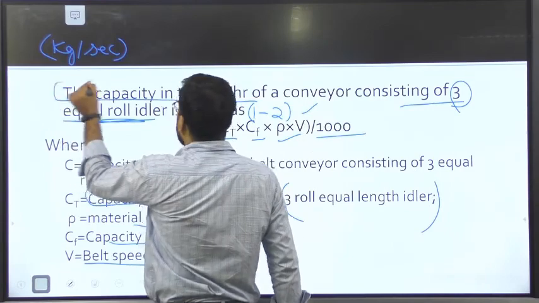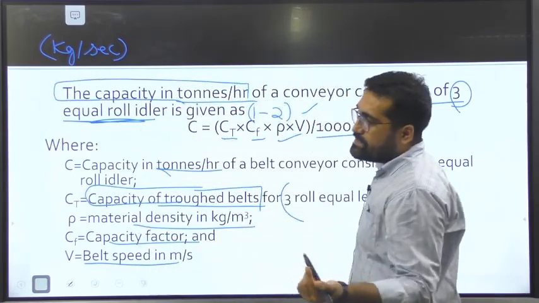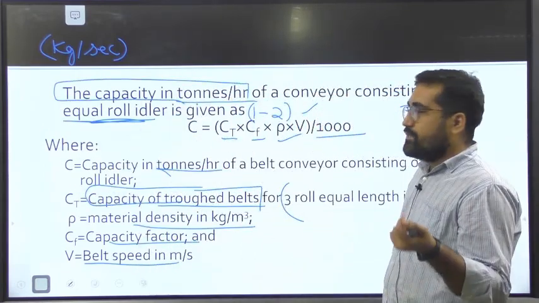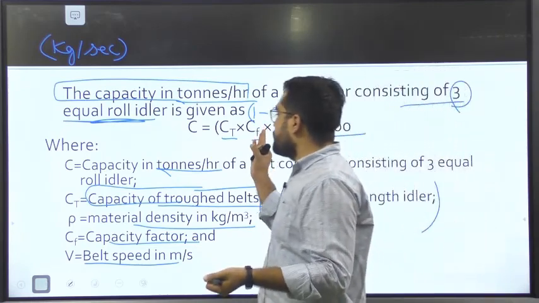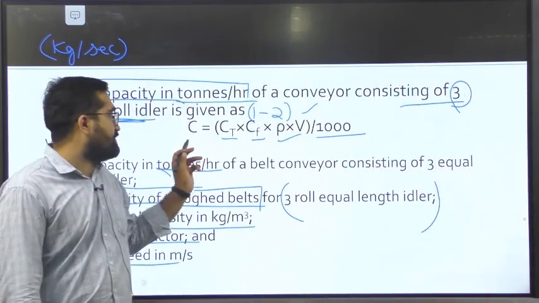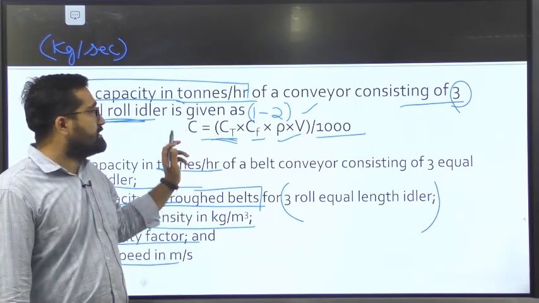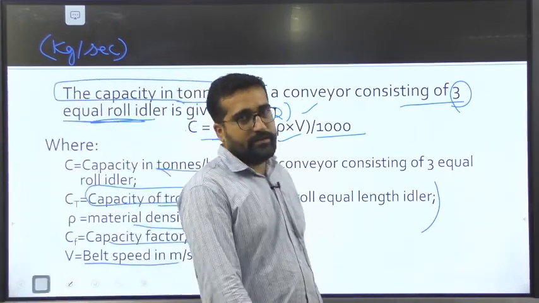So this is the actual capacity of a conveyor for which we are conveying. This is a factor of safety. This is the theoretical capacity which we have found out previously, and this is the actual capacity in tons per hour. Clear?